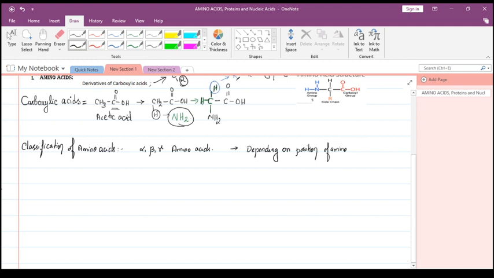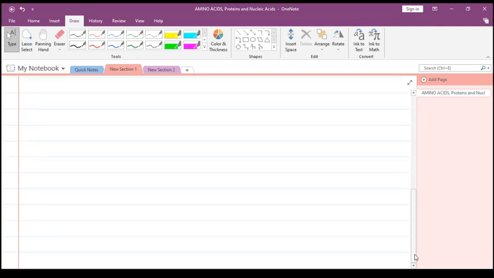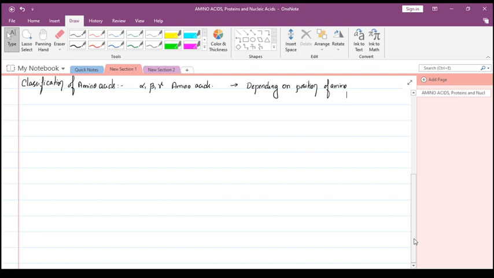Now what are these alpha amino acids? The first one we will be seeing is alpha amino acid. If an amino group, NH2 group, is present on the alpha carbon, they are called alpha amino acids.